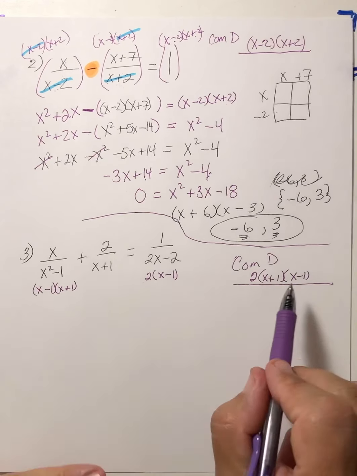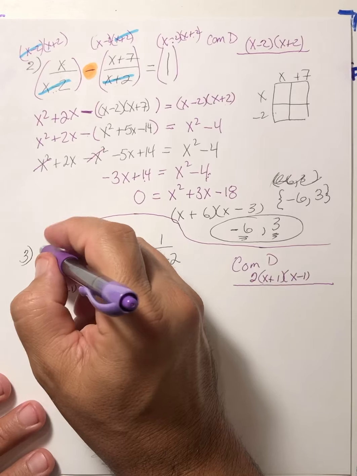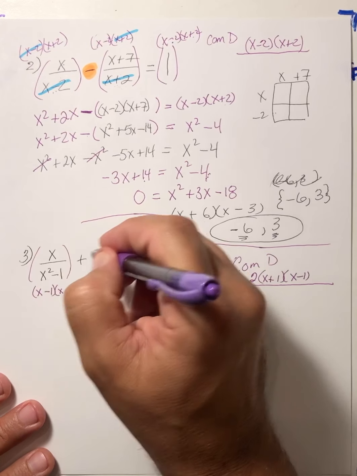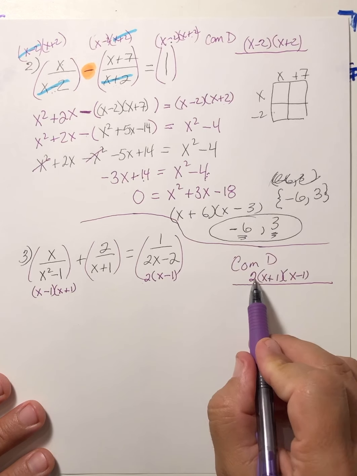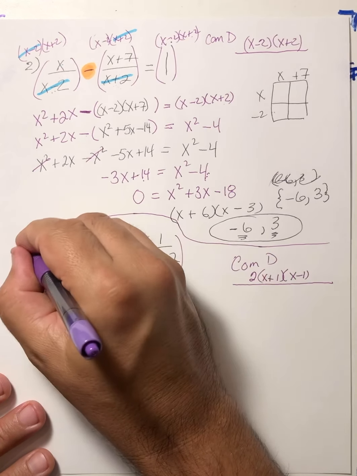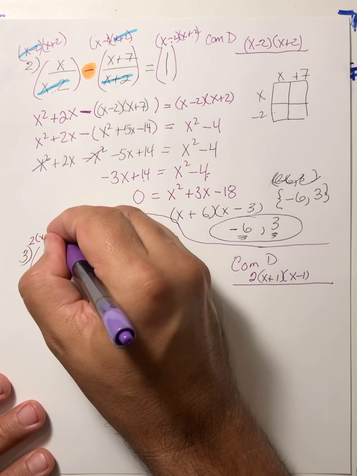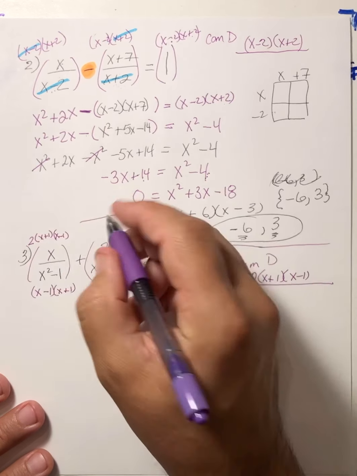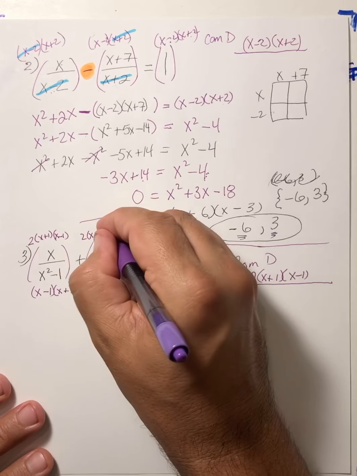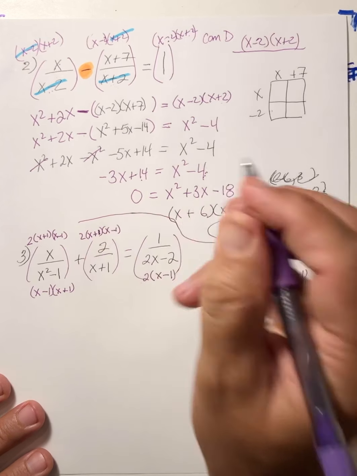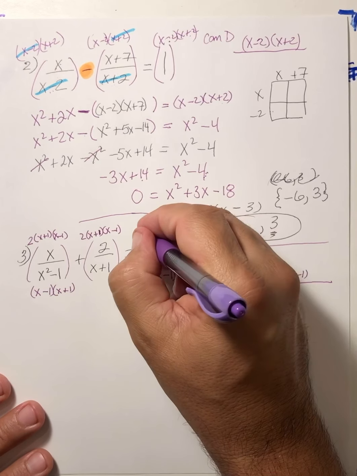That's right, there's a lot here. But we're going to multiply everything by 2, x plus 1, x minus 1, 2 parentheses, x plus 1, x minus 1. It just takes a long time to do the setup. But once you get things started, remember, the reason why I do this is to make the denominators disappear.